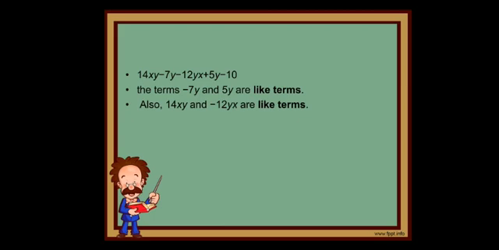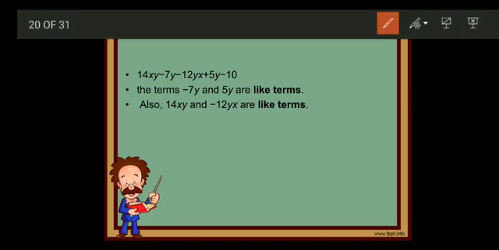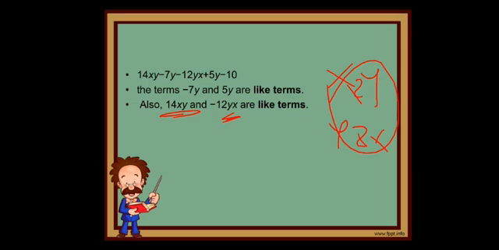Also 14xy and minus 12yx are like terms, because when you consider 14xy we have two variables x and y, and in minus 12yx also we have two variables y and x. So we have the same variable factors there. So 14xy and minus 12yx are like terms.